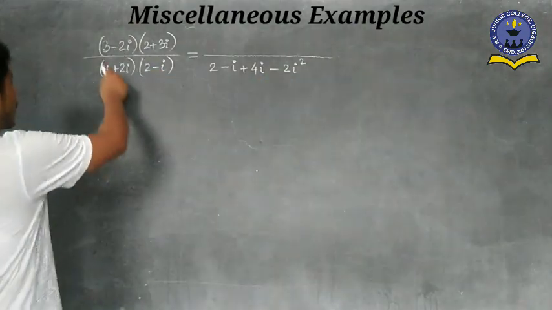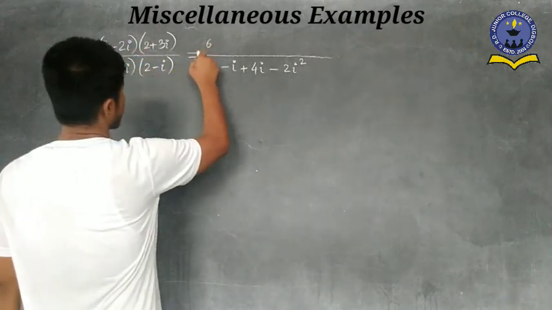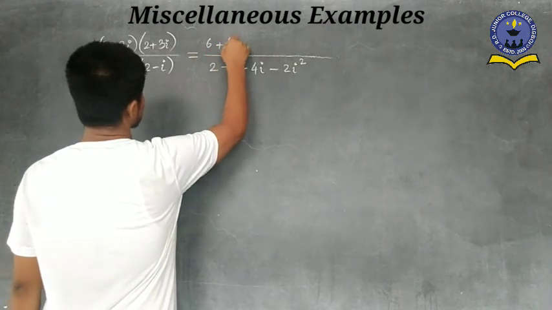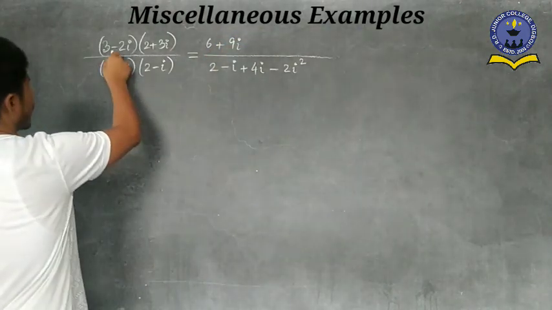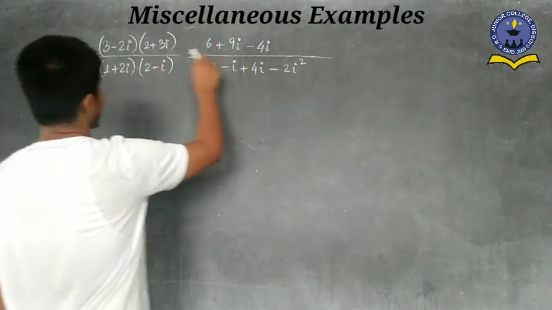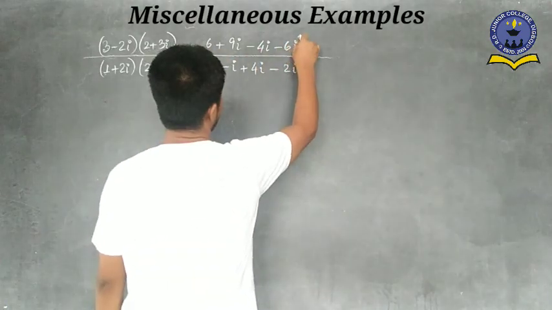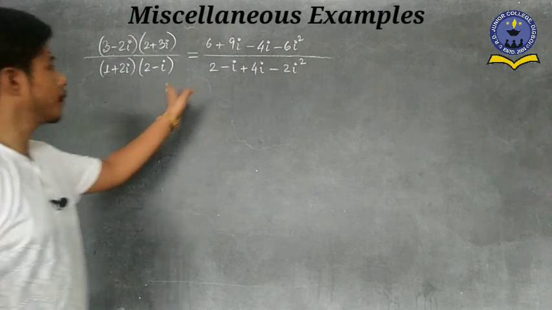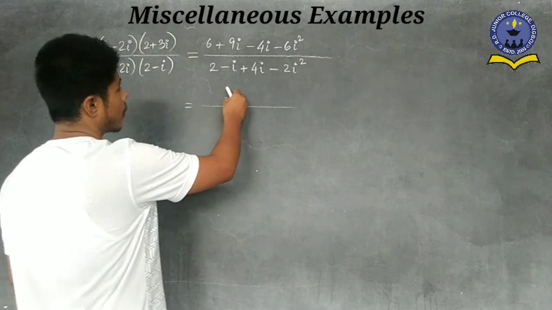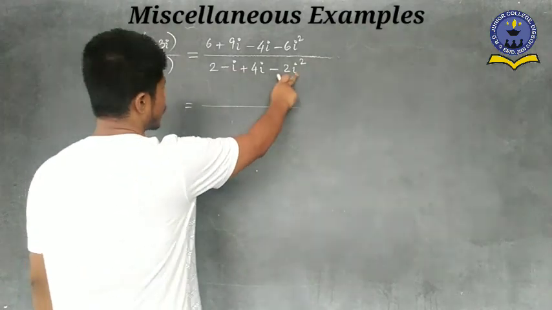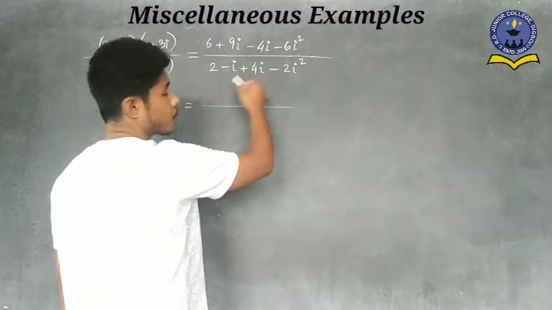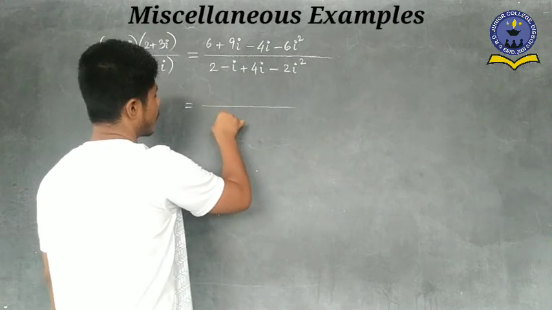Is it clear? And similarly if you multiply the numerator, 3 times 2 is 6, and 3 times 3 is 9, so we write plus 9i. Is it clear? And then minus 2 times 2 is minus 4i, and minus 2i times 3i is minus 6 i squared. So if we multiply, we get this result. Now in this case, if you calculate this one, what do we get? i squared means minus 1. If i squared is minus 1, minus times minus is plus, so 2 plus 2, here we get 4.